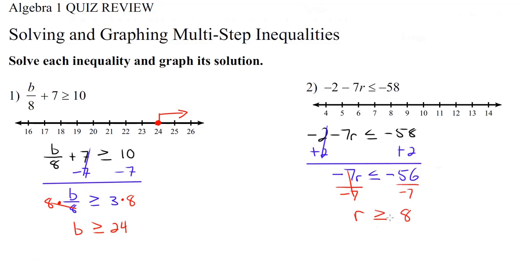Now let's graph it. Once again, it's an or equal to, so we're going to place a shaded circle on 8. And once again, it is a greater than, so we're going to draw our arrow pointing to the right.